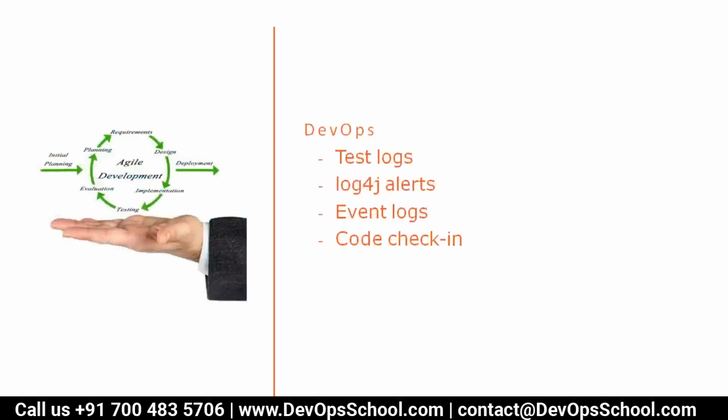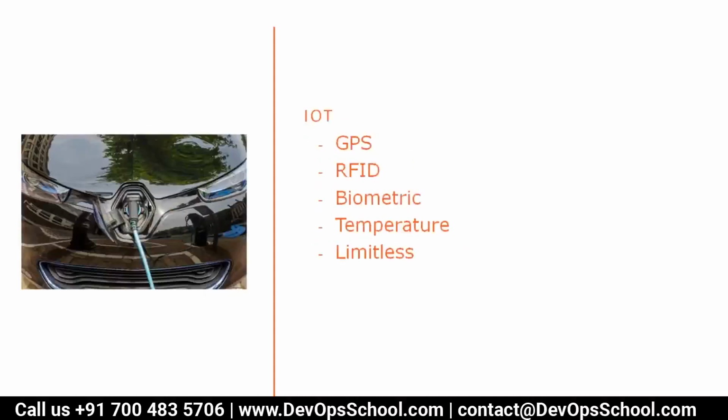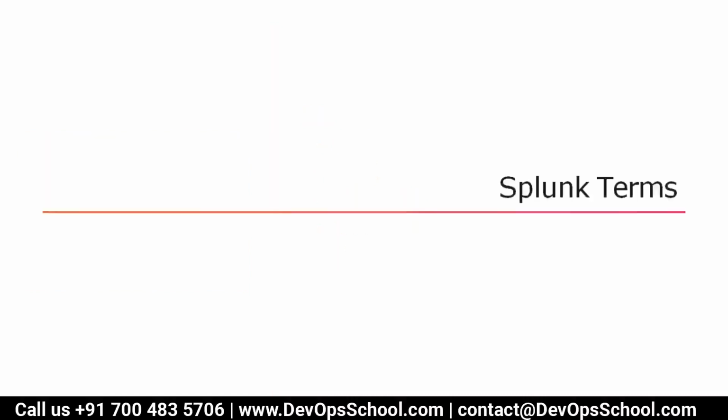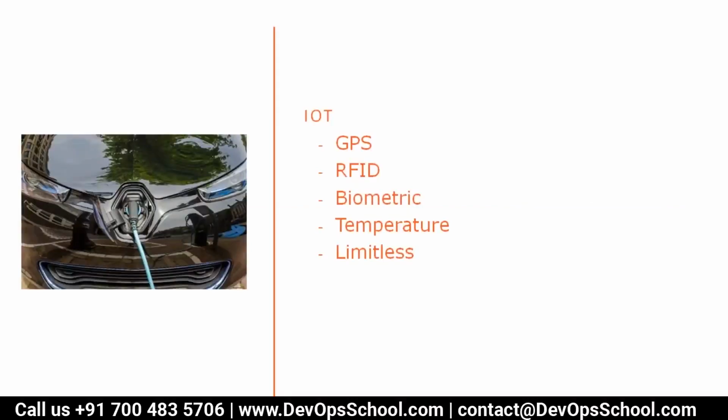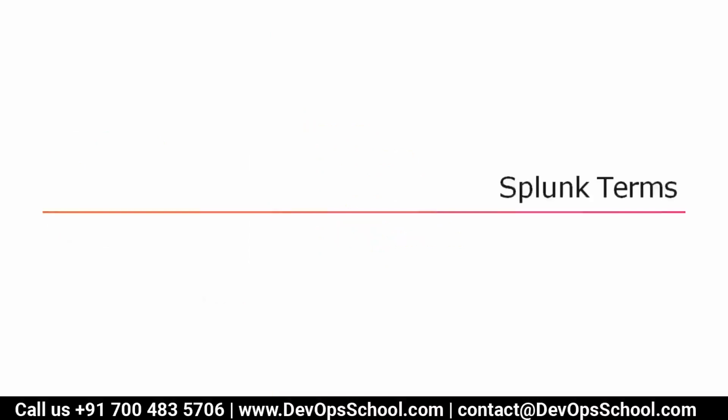Again, in terms of DevOps, you have lots of log data generated, like test logs, alerts, events, code check-in, checkout, and stuff like that. In terms of IoT, the Internet of Things, there are so many devices like GPS, RFID, biometric, temperature, and many other sources which generate data. So basically, there is a lot of data being generated by machines, applications, and services.